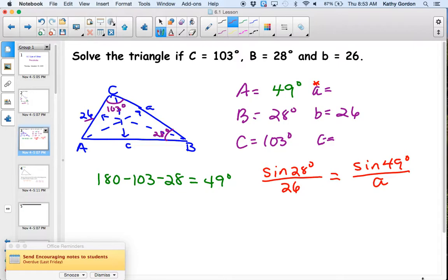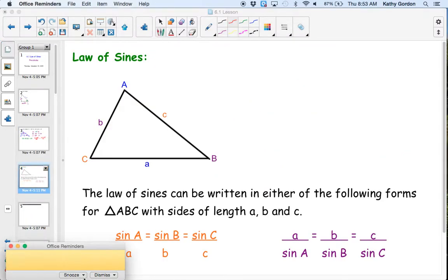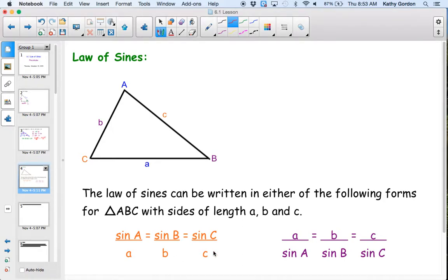Does that make sense? So even though they're giving you these three different ratios, our task really is to take two of them and set them up in a proportion. And within that proportion, if only one variable exists, we should be able to solve for that variable.